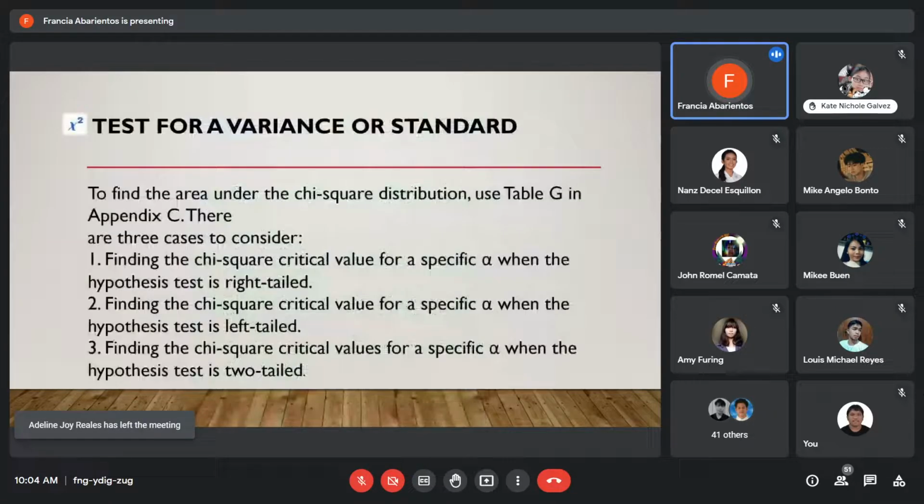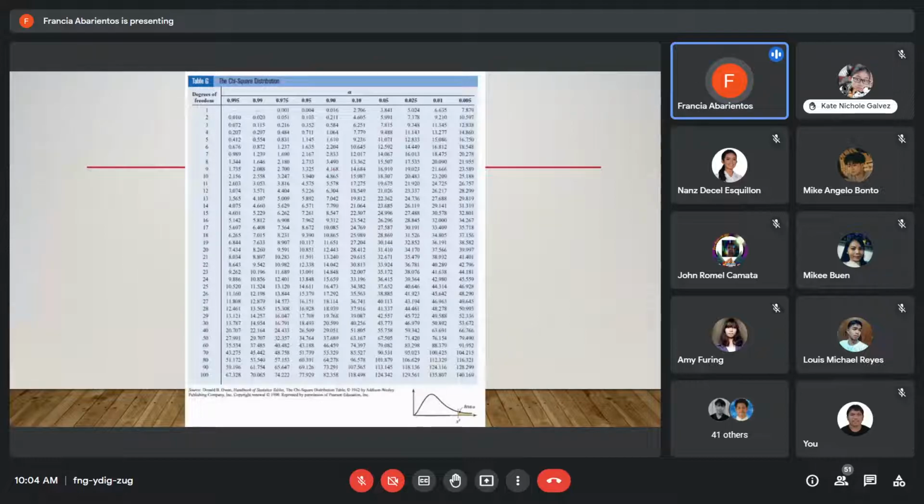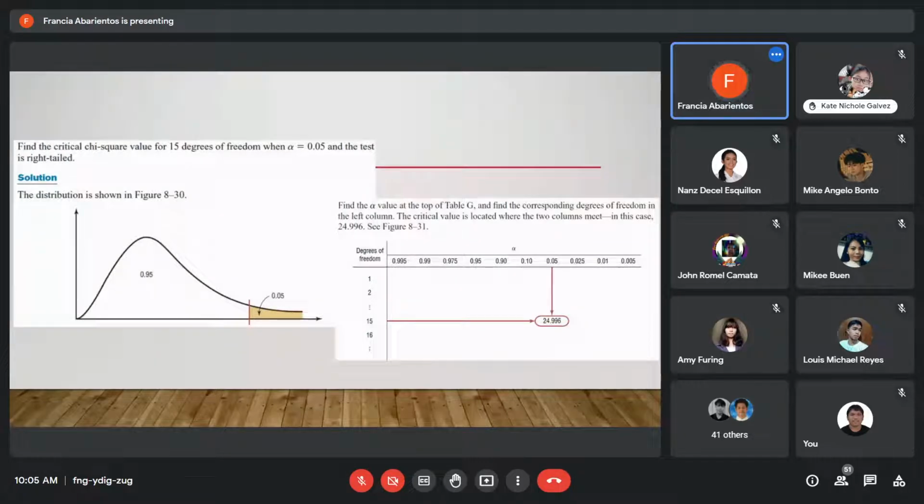And last but not the least, we have the chi-square. Okay, chi-square for variance. Okay, so if we have table E, F, in the first part, E is for the z-test, F is for the t-test, and table G is for the chi-square distribution. So find the critical values for the degree of freedom.